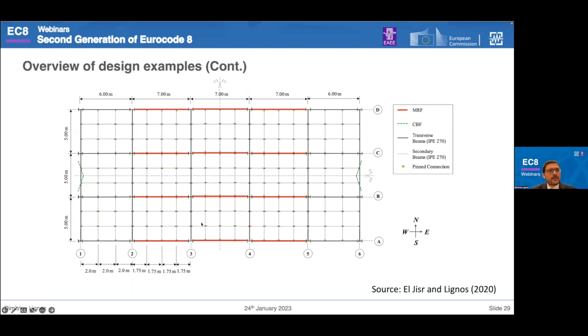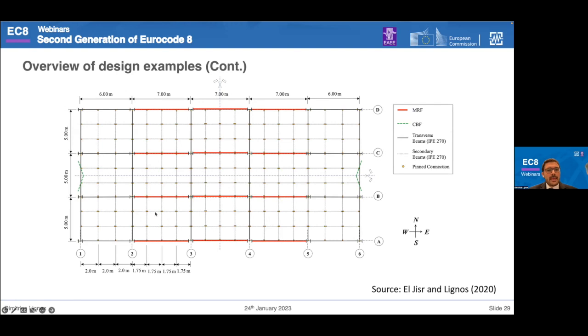So the plan view that you see here is comprised of moment frames in one direction and braced frames in the other direction. This is an idealized plan. And for sure, if you explore this with different configurations, using the code is important. Obviously, we will see a lot of interesting findings.